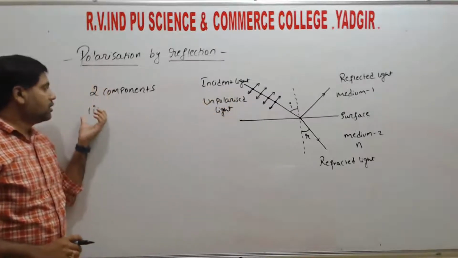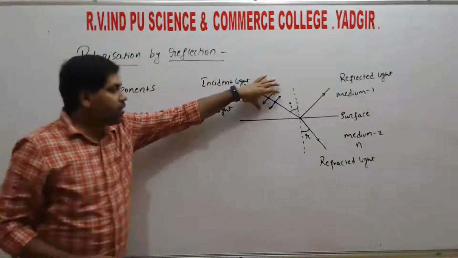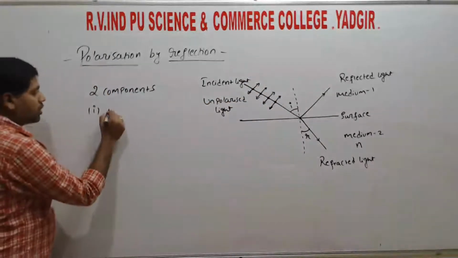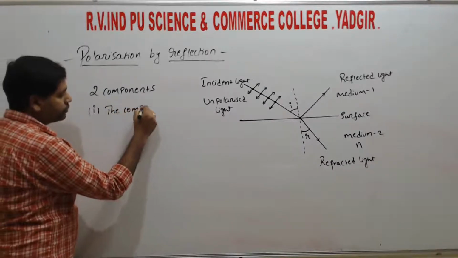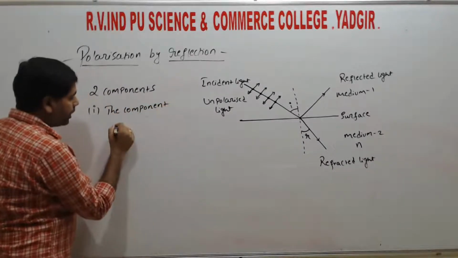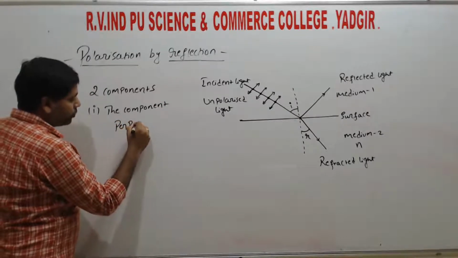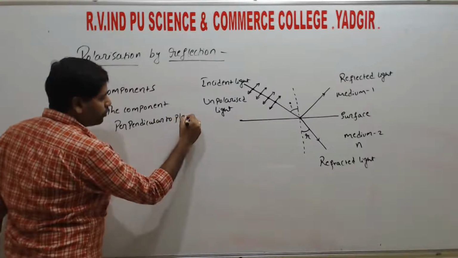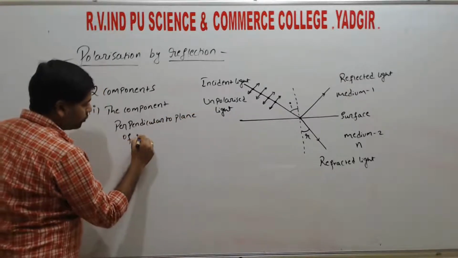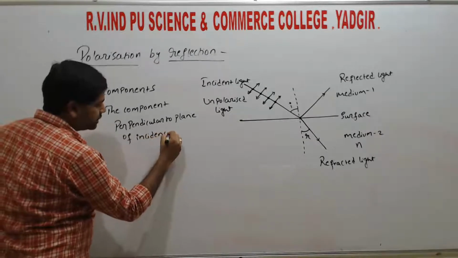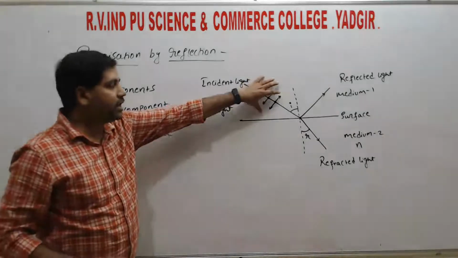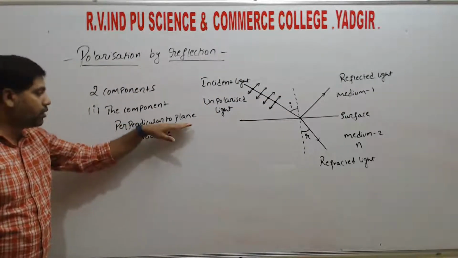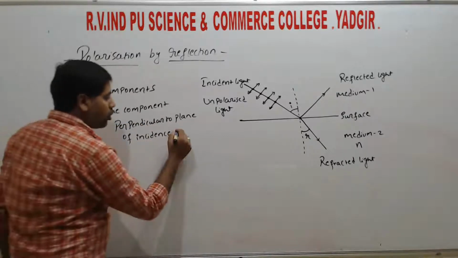So this unpolarized light is considered as two components. The first component is the component perpendicular to the plane of incidence. So this incident light is resolved into two components. In the first component, we consider perpendicular to the plane of incidence, that is, the dot.